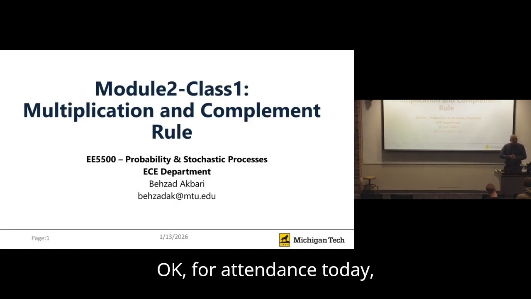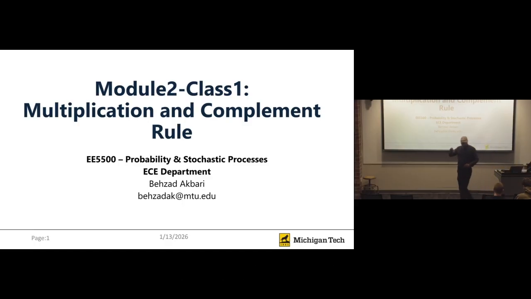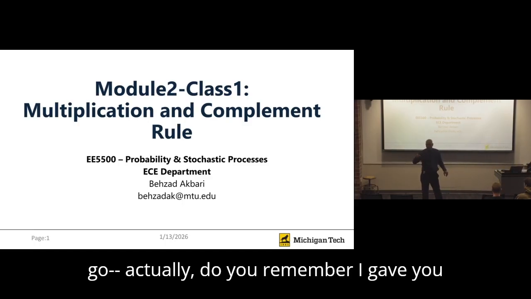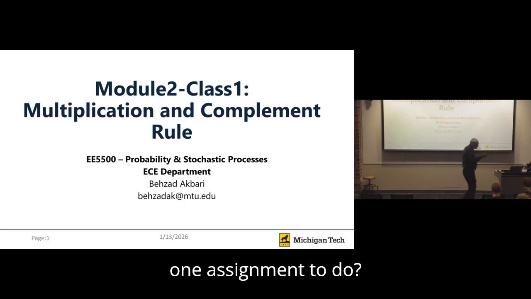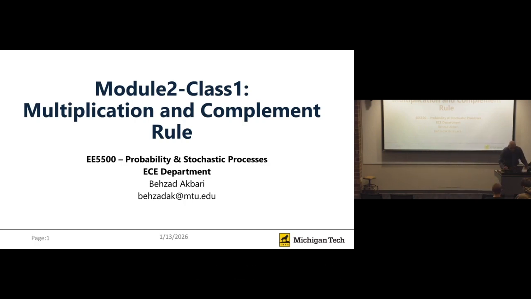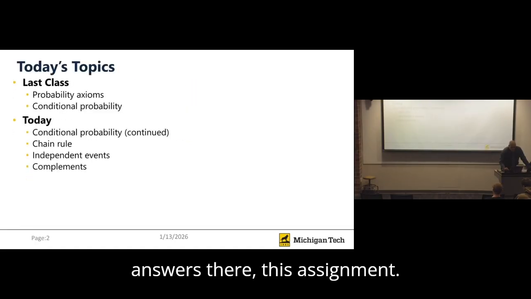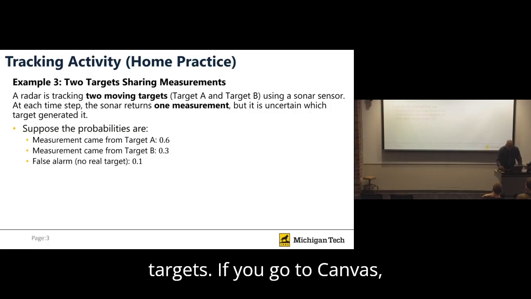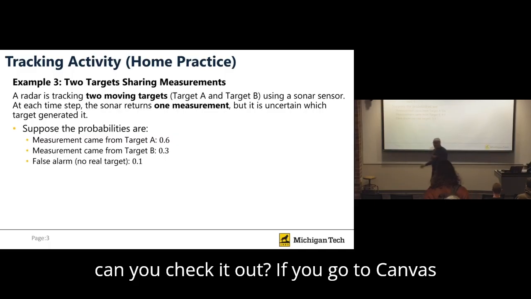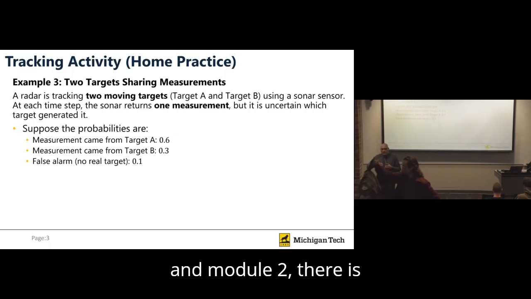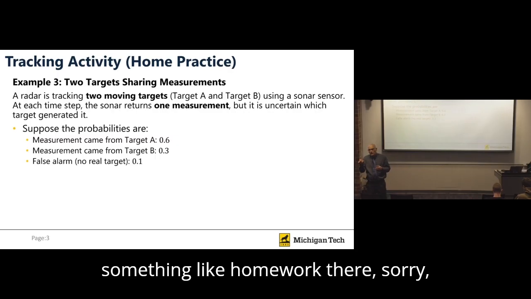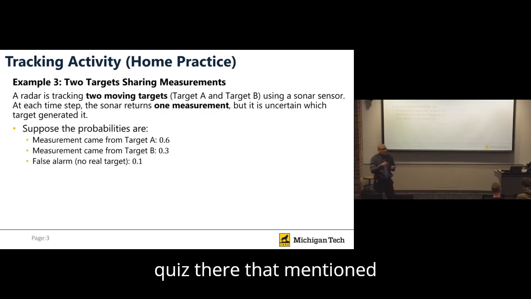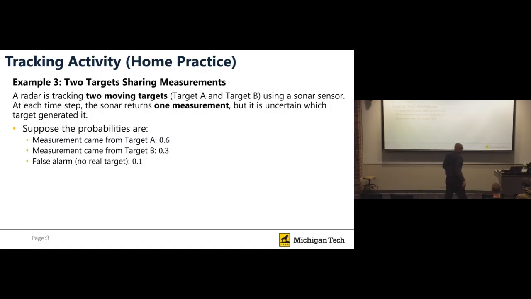Okay, for attendance today, there is a quiz. We can go. Actually, do you remember I gave you one assignment to do? You can enter the answers there, this assignment, tracking two targets. If you go to Canvas, can you check it out? If you go to Canvas and Module 2, there is something like homework there. Quiz there that mentioned attendance. If you click on that, you can open.